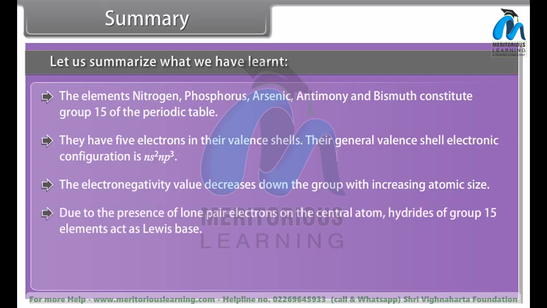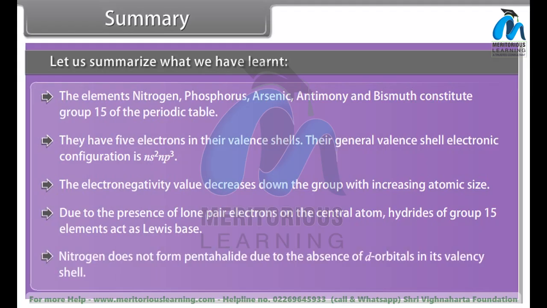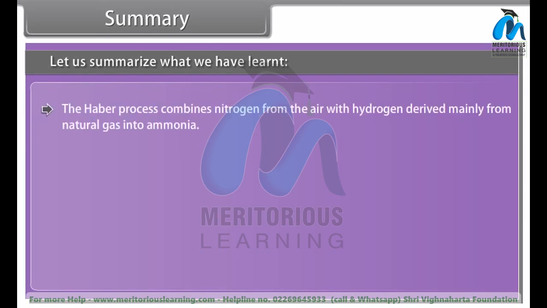Due to the presence of lone pair electrons on the central atom, hydrides of group 15 elements act as Lewis base. Nitrogen does not form pentahalide due to the absence of d orbitals in its valence shell. The Haber's process combines nitrogen from air with hydrogen derived mainly from natural gas into ammonia.